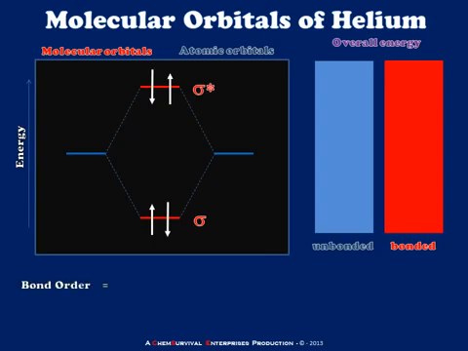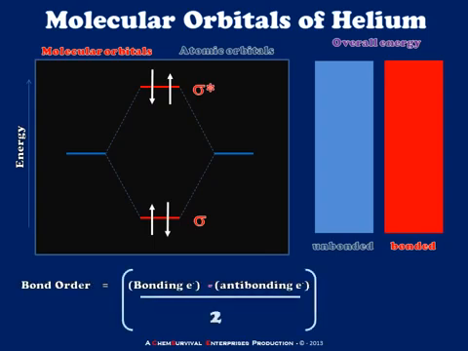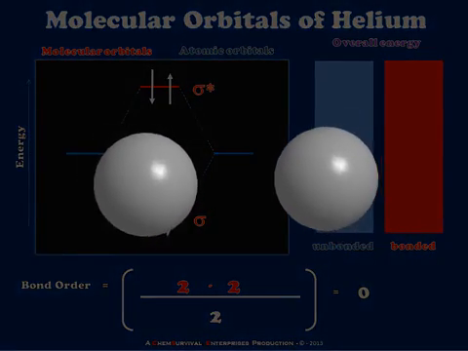This is easy to see in my calculation of bond order, in which I have 2 bonding electrons, but also 2 antibonding electrons canceling them out. Therefore, the net bond order is 0, meaning my prediction is that helium atoms will not bond to one another to form a diatomic molecule.